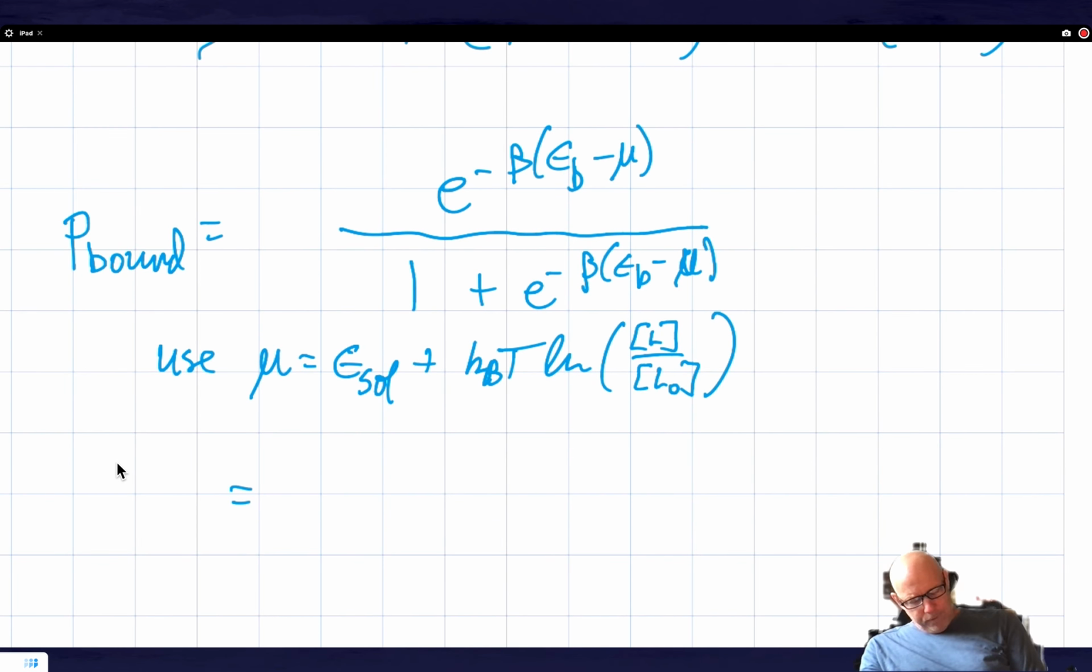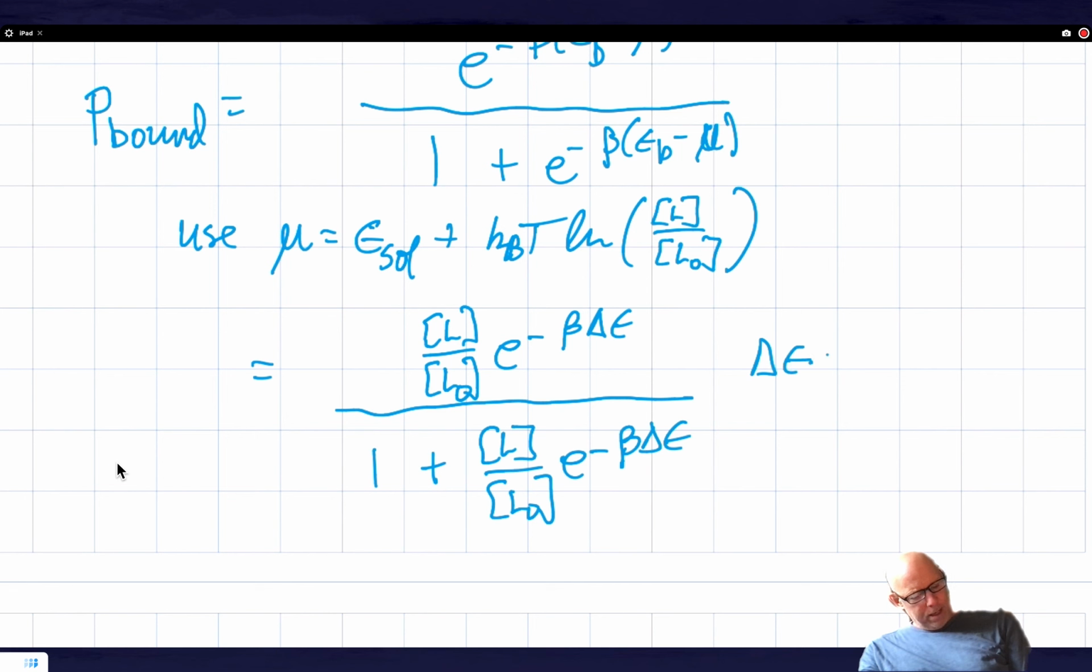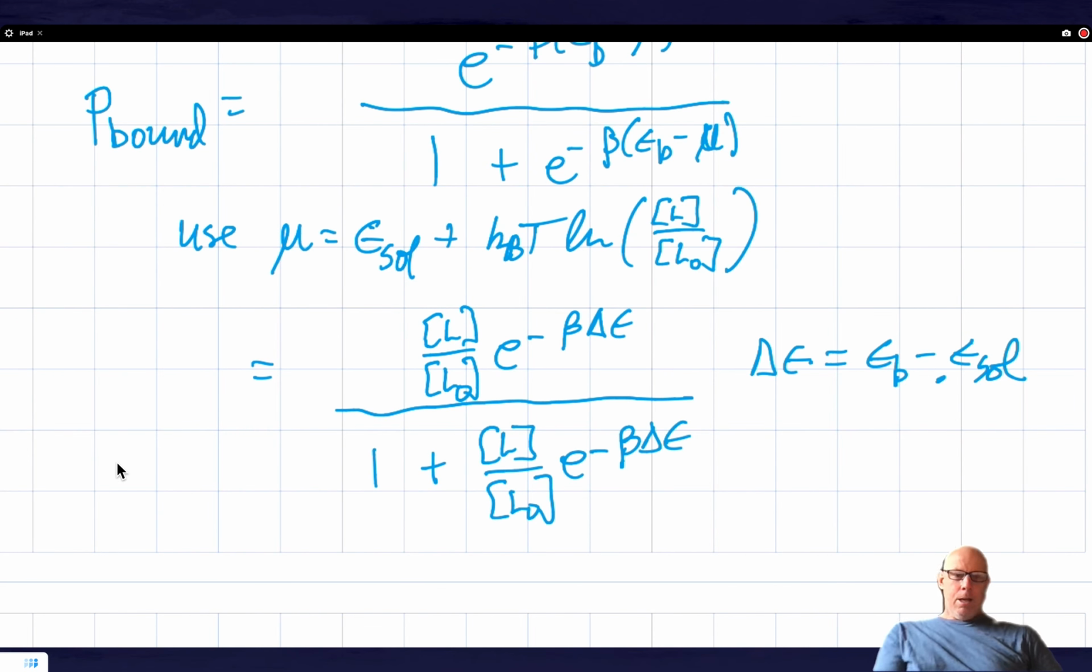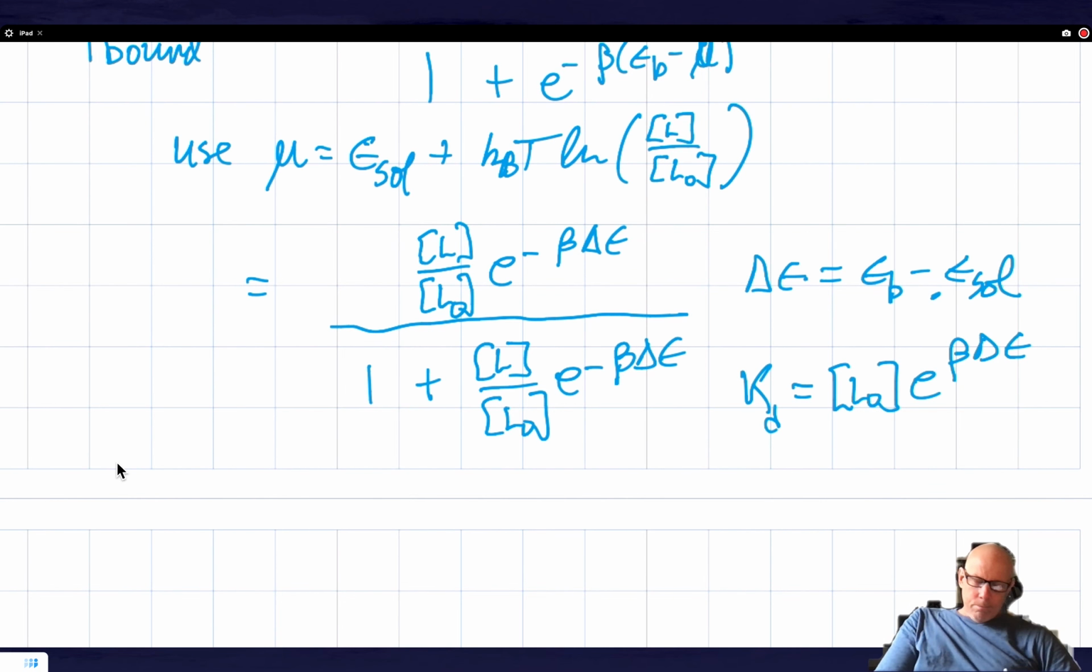What we'll end up finding is that this gives us L over L naught e to the minus beta delta epsilon over 1 plus L over L naught e to the minus beta delta epsilon, where I've defined delta epsilon as being epsilon b minus epsilon solution, exactly as before. And you can also note that this implies that Kd is equal to the standard state concentration times e to the beta delta epsilon. That's kind of fun.